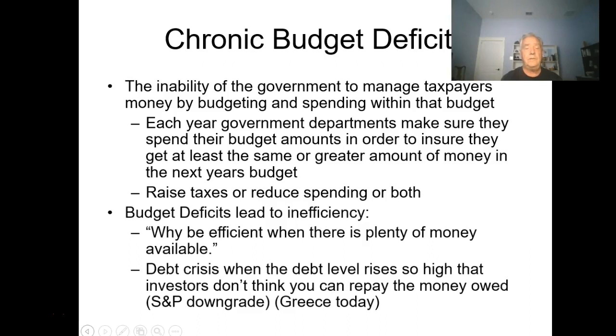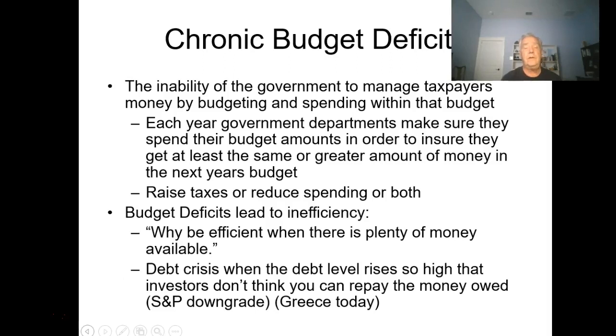Budget deficits are easy to create because all we have to do is print more money. The states can't print money because they have a balanced budget amendment in their constitutions, with the exception of Maine. The federal government is the only one that prints money.